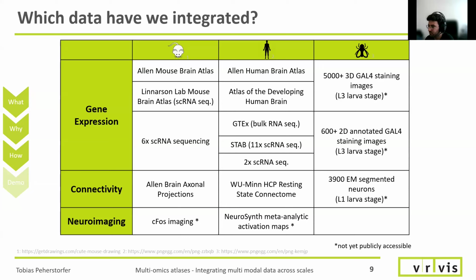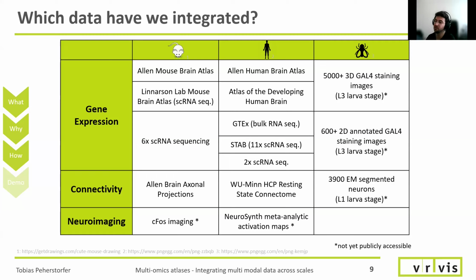And for the Drosophila larva, we have 3D Gal4 staining images that highlight specific neurons and even annotated 2D Gal4 staining images. Both of these are for the L3 larva stage, so not the first larva stage, but the third. And yeah, so that is also quite a cool connection. Maybe important here, the human and mouse data is already published and publicly available, and the data for the fruit fly is not yet publicly accessible, but will probably be by the end of the year.